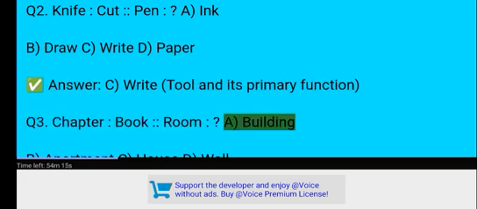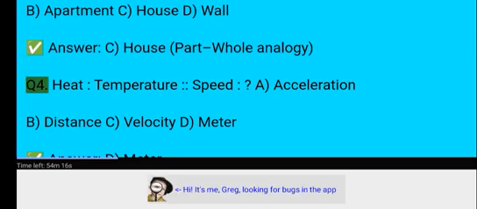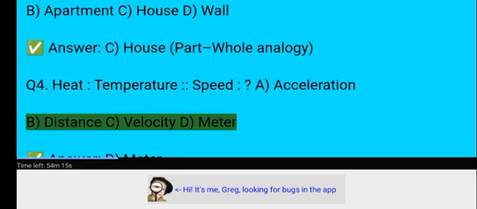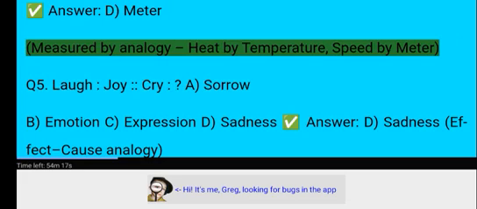Q3. Chapter, book; room, A building, B apartment, C house, D wall. Checkmark, answer C, house. Part-whole analogy. Q4. Heat, temperature; speed, A acceleration, B distance, C velocity, D meter. Checkmark, answer D, meter. Measured-by analogy: heat by temperature, speed by meter.